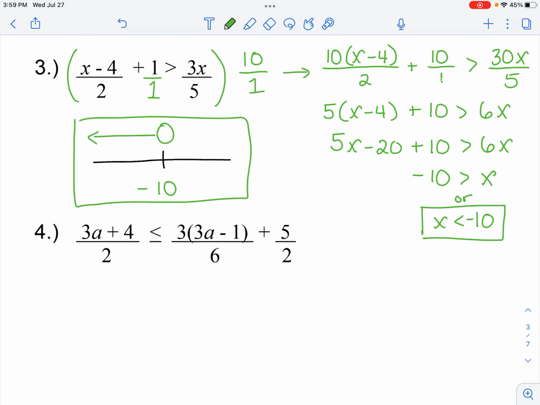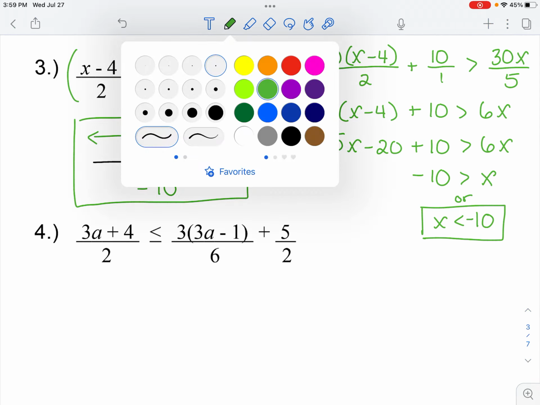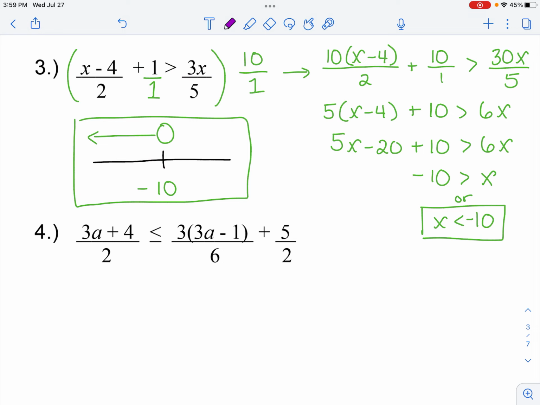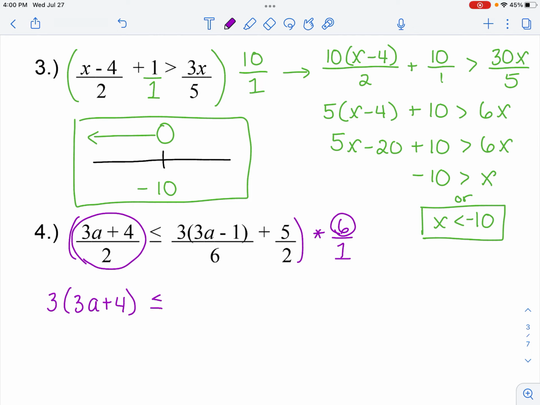Same idea, I'm going to multiply through by the LCD. Looking at the denominators, I've got a 2, a 6, and a 2, so my common denominator is 6. I'm going to take this whole thing and multiply it by 6 over 1. Just in the interest of space, 6 times this fraction: 6 divided by 2 is 3, so that's going to be 3 times 3a plus 4 is less than or equal to.